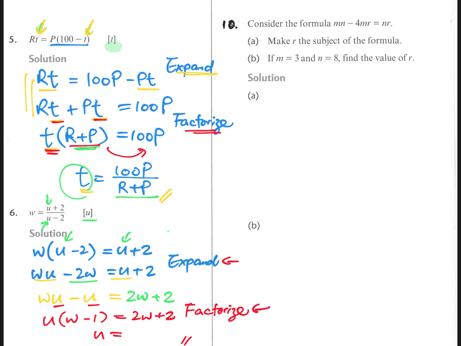But the difference in number 6 will be, at first, u is in the fraction, in the denominator. So that's why we have to remove the fraction first, by multiplying u minus 2 to the left-hand side, so as to repeat the procedures in number 5.